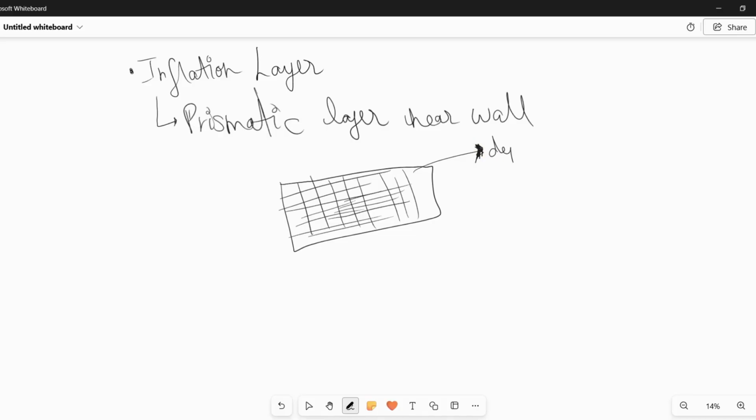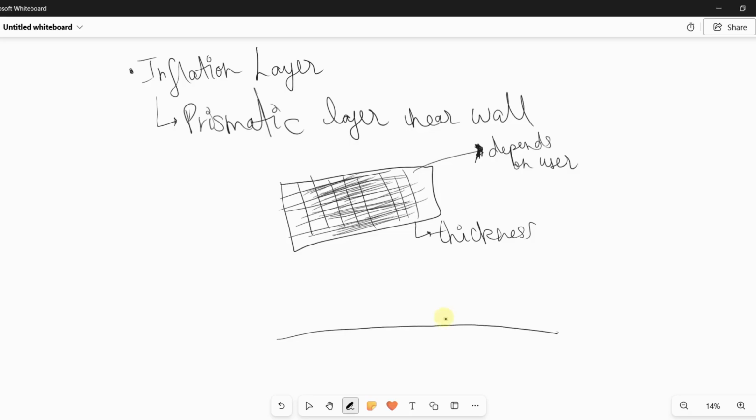So it depends on the user. Let's say, of course you are supposed to have it very fine. Suppose I have a very fine mesh, and this is like a graph paper, assume. So it's like a layer, and it has some thickness, right? That is what I'm going to put over the boundary.